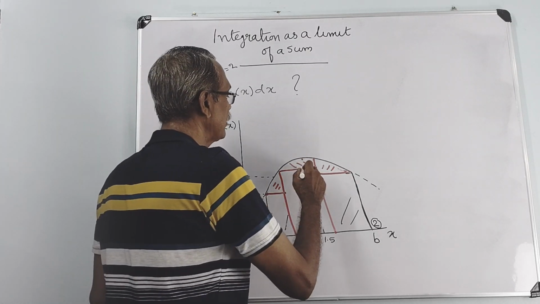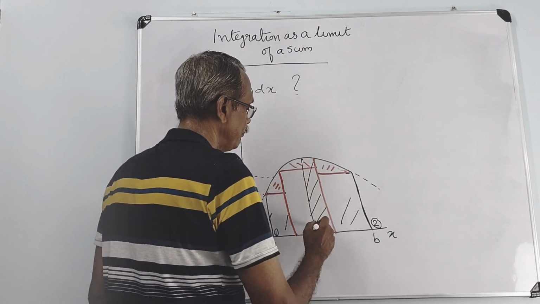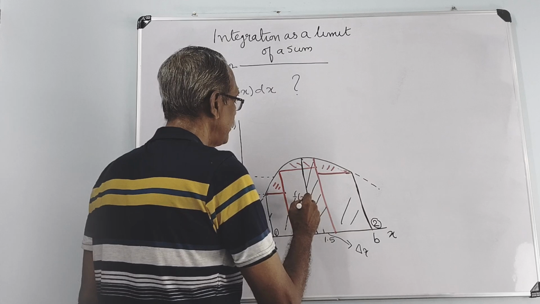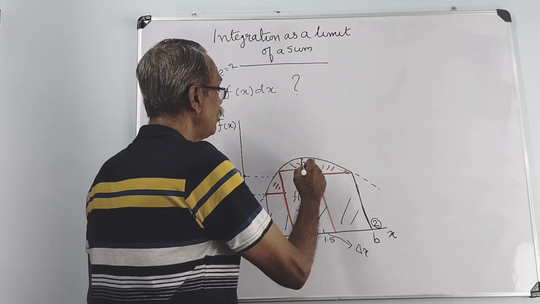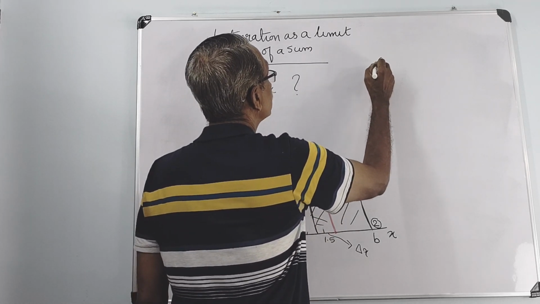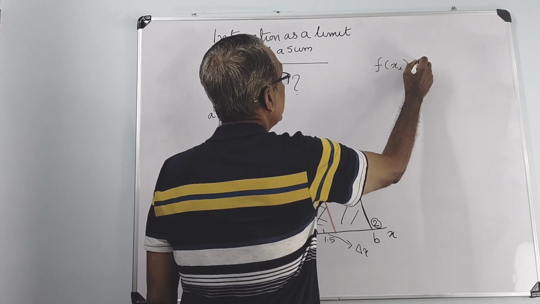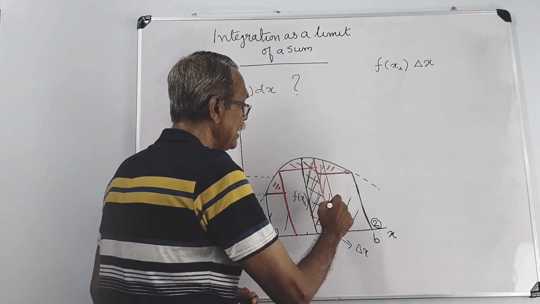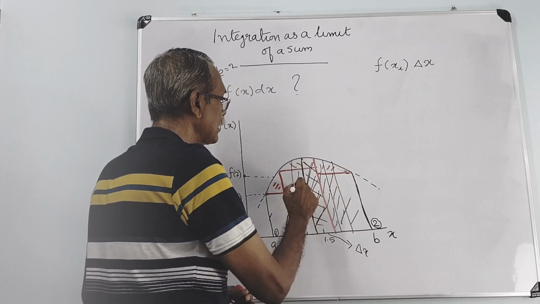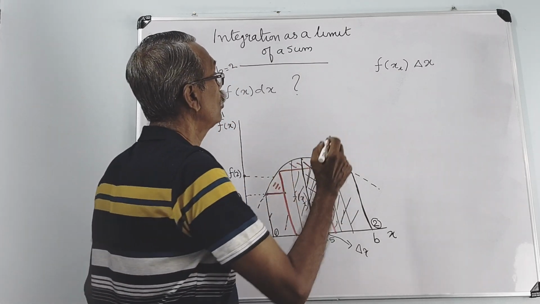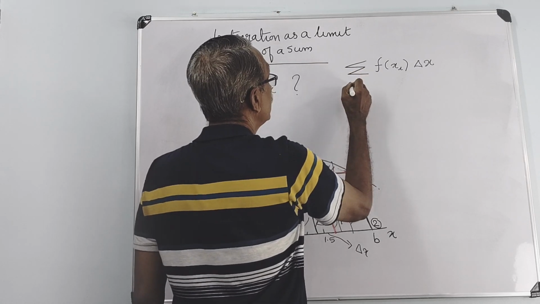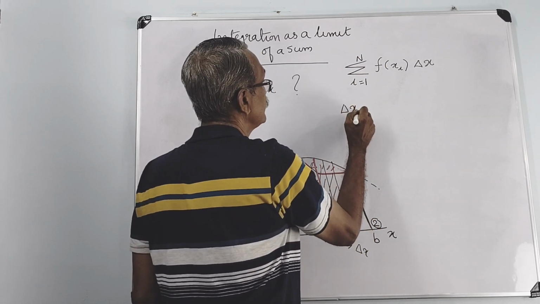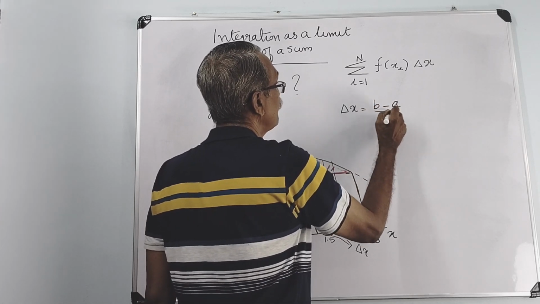This area of the rectangle, some arbitrary rectangle, will have this distance, which I call delta x, and this height, which I call f at some arbitrary point xi. I can write the area of this rectangle as f at xi multiplied by delta x. That is the area of this rectangle. I take another rectangle, calculate the area, another rectangle, calculate the area, and add all of them. Therefore, I have a summation sign here, i equal to 1 to n, and delta x is equal to b minus a divided by n.